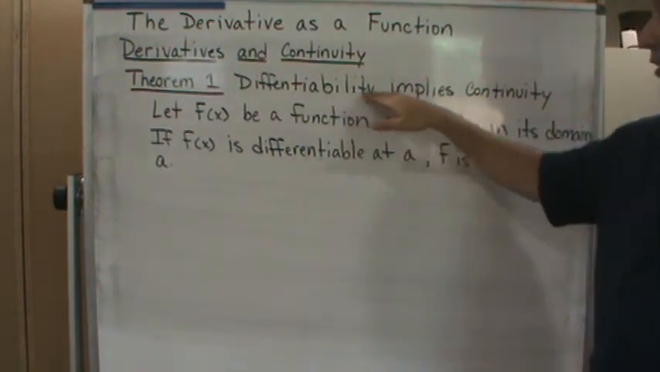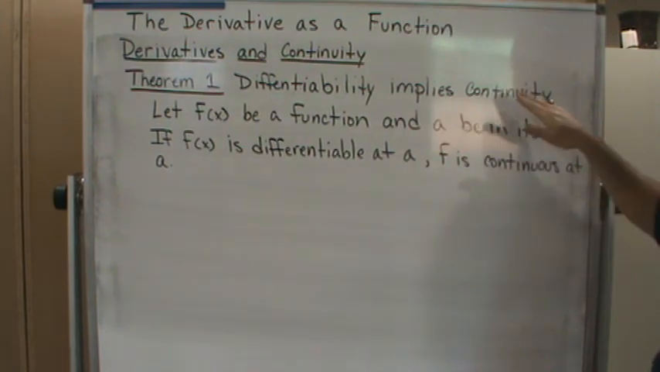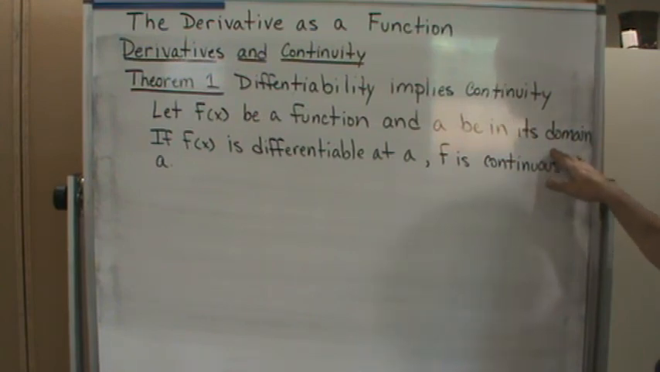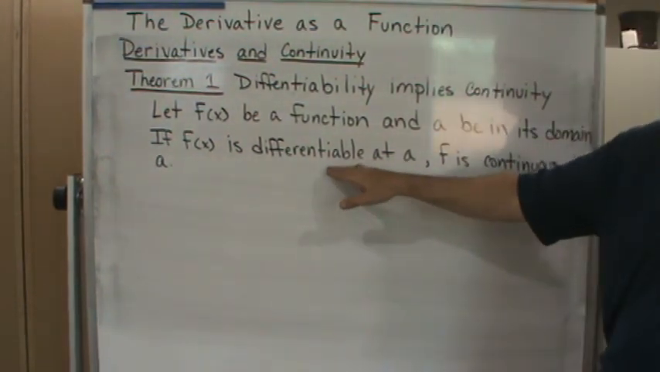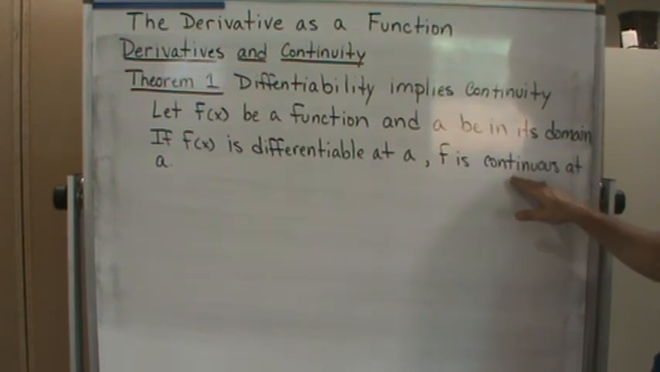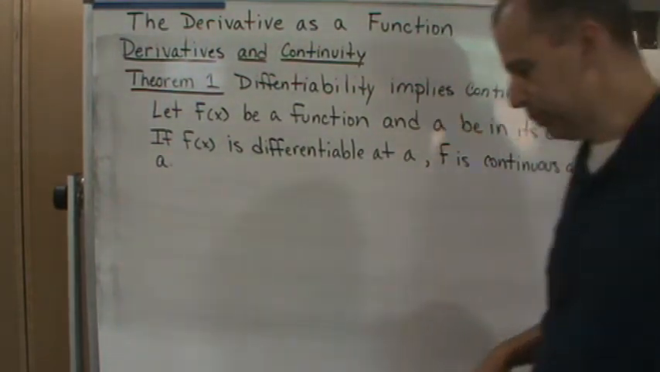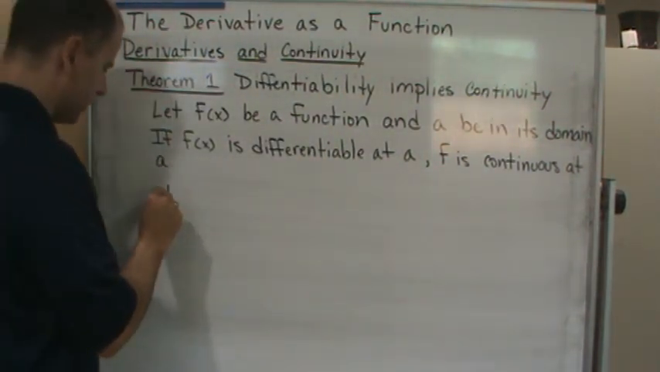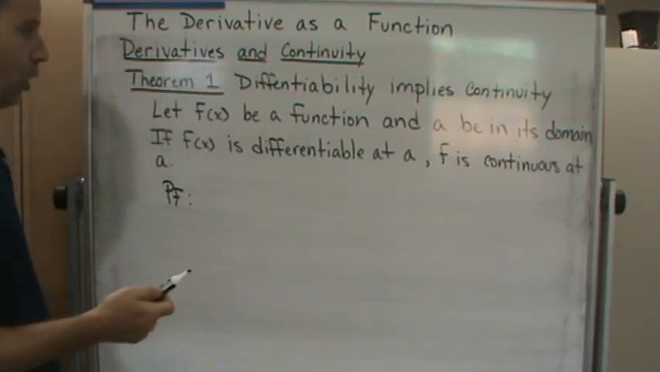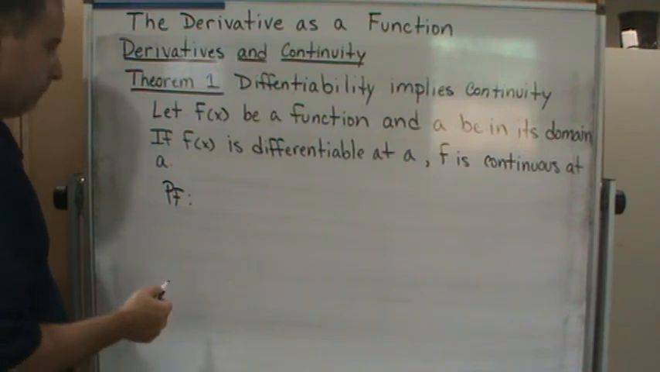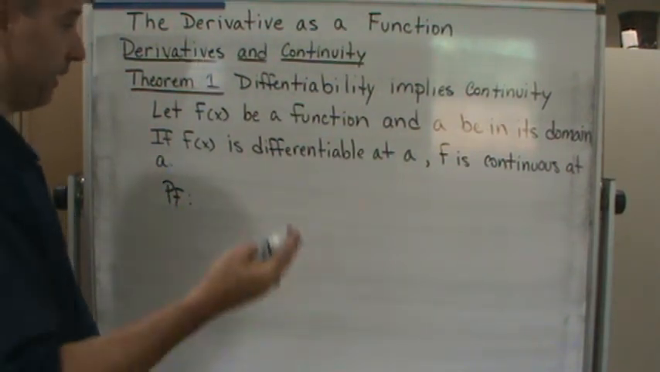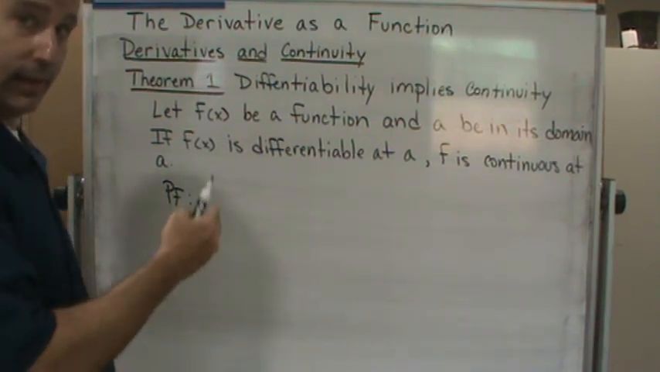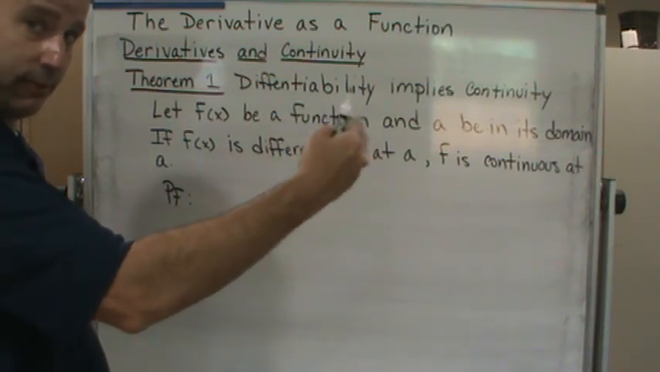Okay, so that means it goes this way. If this, then that. So let f of x be a function and a be in its domain. If f of x is differentiable at a, then it is continuous at a. Now here's the proof. What we need to show, to prove this theorem, is that the limit as x approaches a of f of x is equal to f of a. That's the definition that we use for continuity, right?